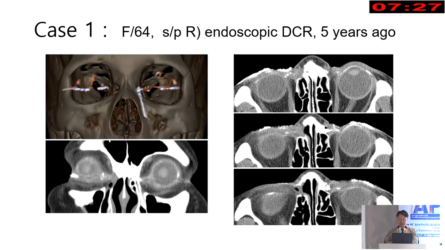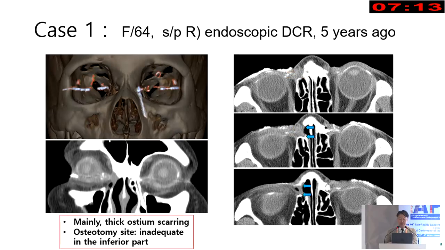So I'm going to share some cases. This patient was referred for revision DCR. When you see the CT-DCG finding, you can see the thick ostium scarring here. When it comes to the osteotomy site, the size is not bad, but inferiorly there is an inadequate osteotomy site, which should be addressed. And there is a small spot or small space in the lacrimal sac, which suggests some amount of healthy tissue inside of the lacrimal sac.